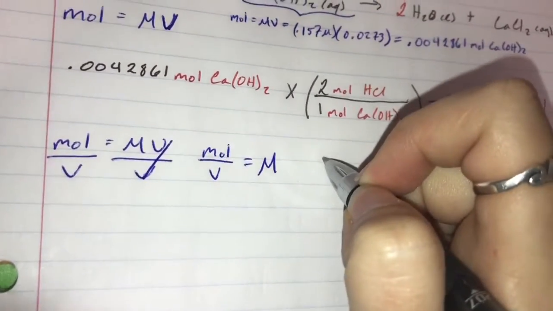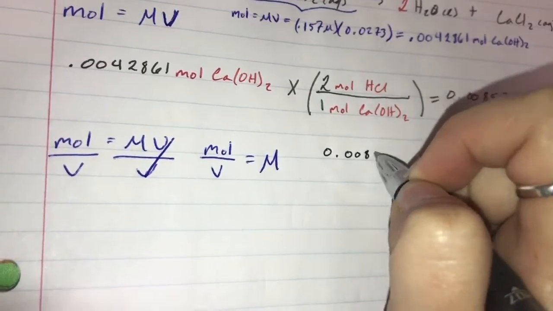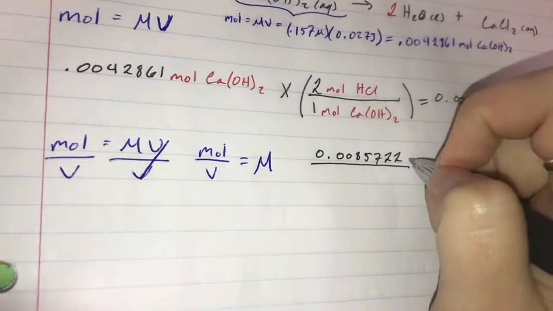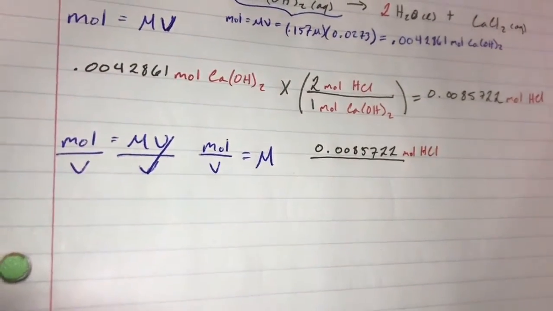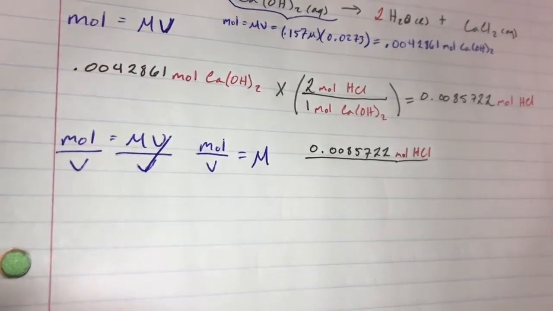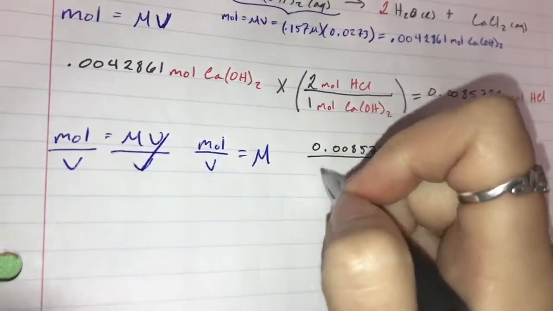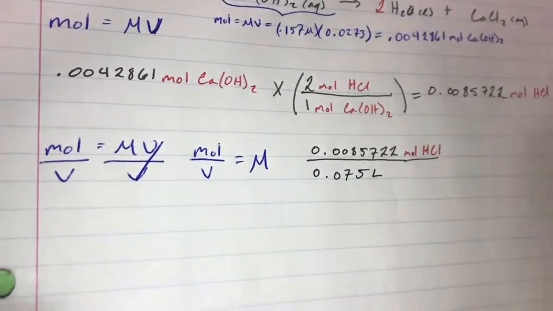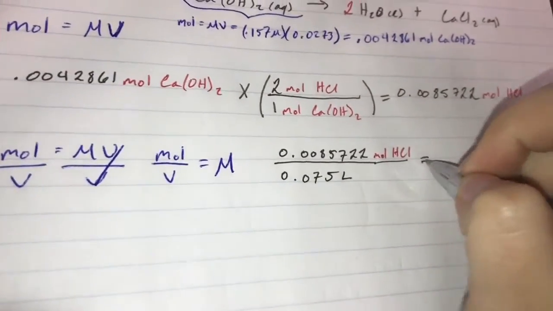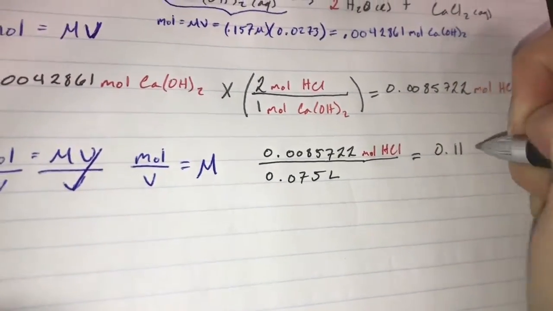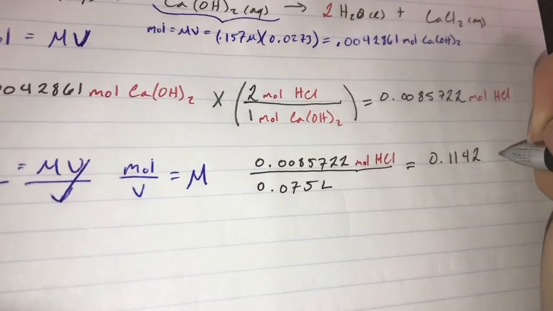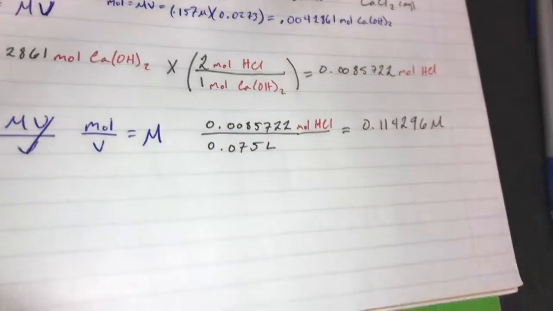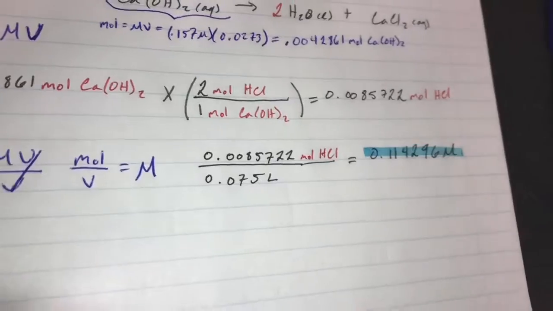So we're going to have the moles of HCl and the liters of HCl, which once again remember to use liters, not milliliters. And that will give us the concentration of hydrochloric acid in the original solution.